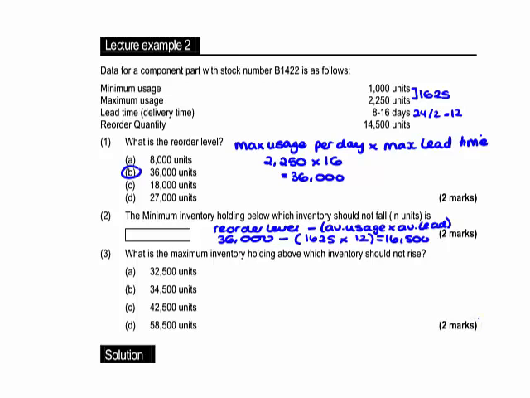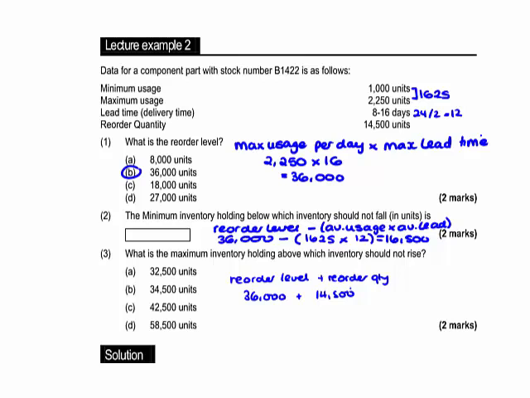Finally then we're looking at the maximum inventory holding above which it shouldn't usually rise. And the formula here then is the reorder level again plus the reorder quantity. So we're going to reorder when we get to 36,000 and we're going to order 14,500 units. So that's what we're going to have.